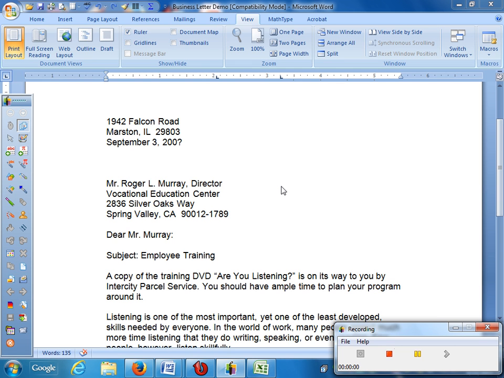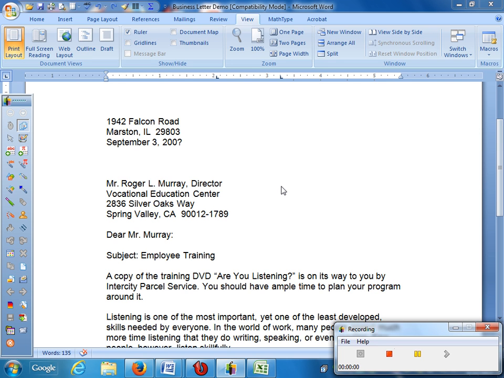So, yes, we're doing a proper business letter here. It looks like this is an address. But what does this second section look like? It's an address too. So which address is which? Which one is the person sending it and which one is the person receiving it?